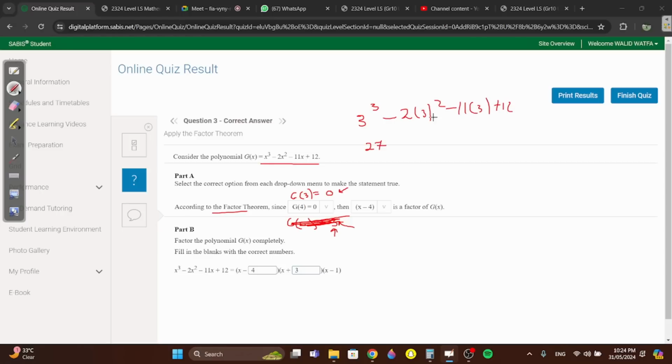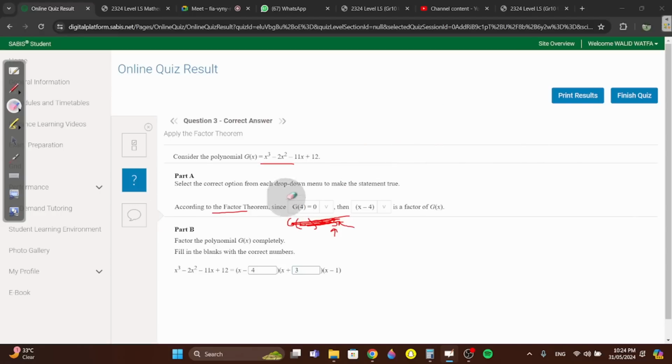27 minus 2 times 3 squared, minus 18, minus 33, plus 12. Okay, you get 27 minus 18. I did 9. I think 9, 18 plus 9. Yeah, 27. 9 minus 33 plus 12. That's obviously not 0. So g of 3 equals 0 is definitely wrong.